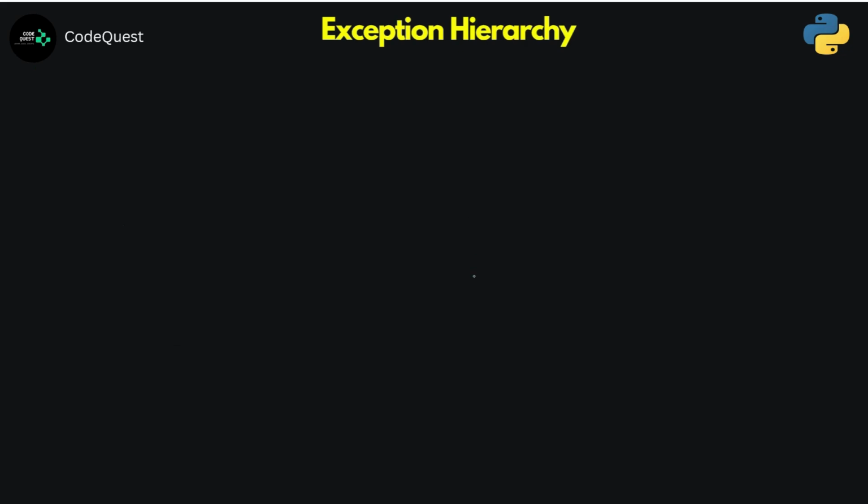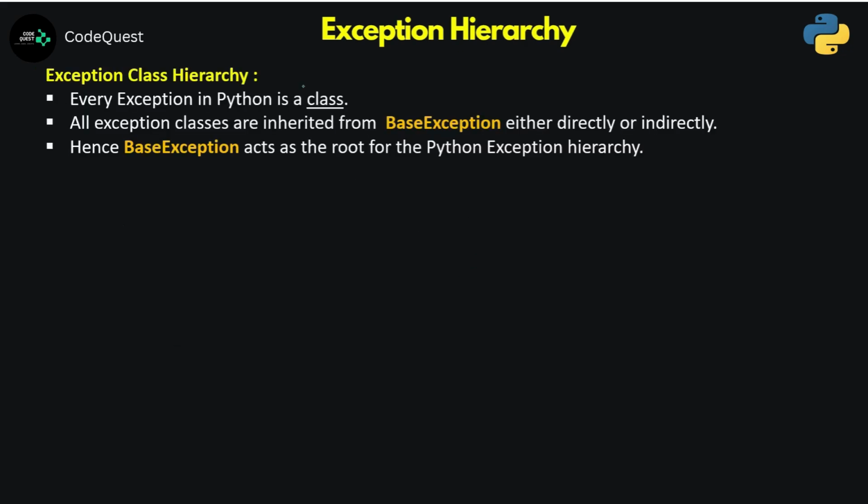Now in Python, every exception is nothing but a class, a predefined class. All the exception classes are actually inherited from one main class or the root, I can say, which is nothing but BaseException. Either they are directly inherited from this BaseException or indirectly inherited. But at the top of the exception class hierarchy, we have BaseException.